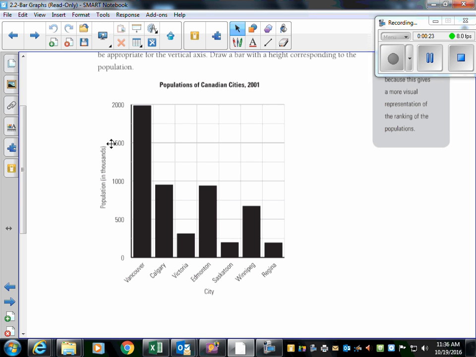And if you read up the side, the y-axis says populations in the thousands. So in brackets it says in thousands, so that means we're going to add 3 more zeros, so this is 500,000. This is 1 million, 1.5 million, and 2 million at the top. So just generalizing, looking at this, we can say Vancouver has the most, or the highest population, and Regina has the least, just by looking at the bars.